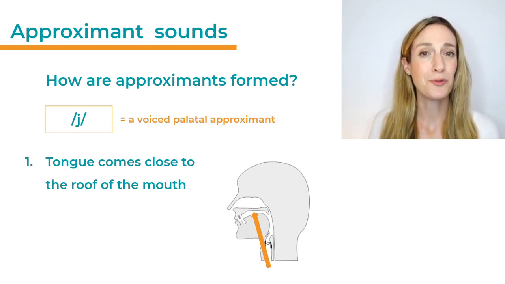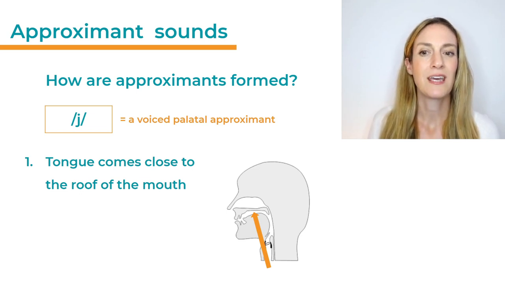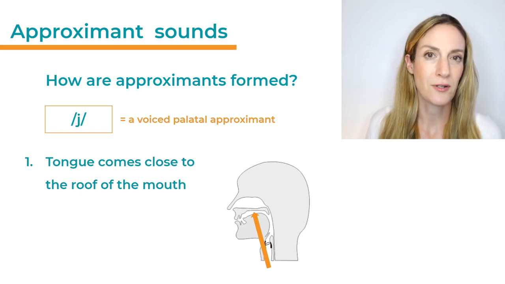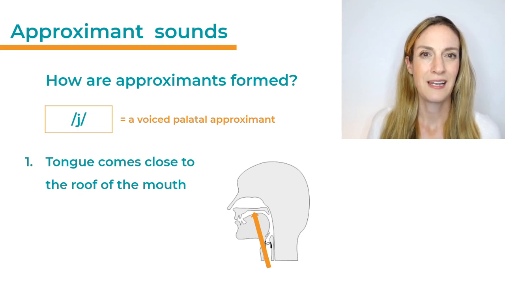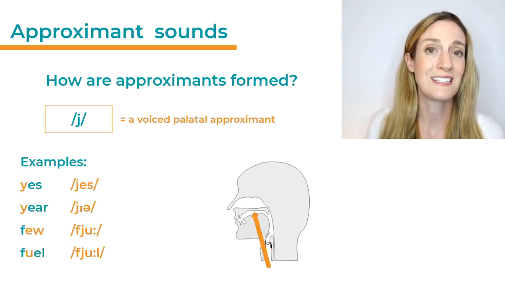And then, of course, the vocal cords vibrate because this is a voiced sound. And we also call this a voiced palatal approximant. Palatal because that's the place in the mouth where the tongue is elevated. Let's have a look at some example words with the sound Y.